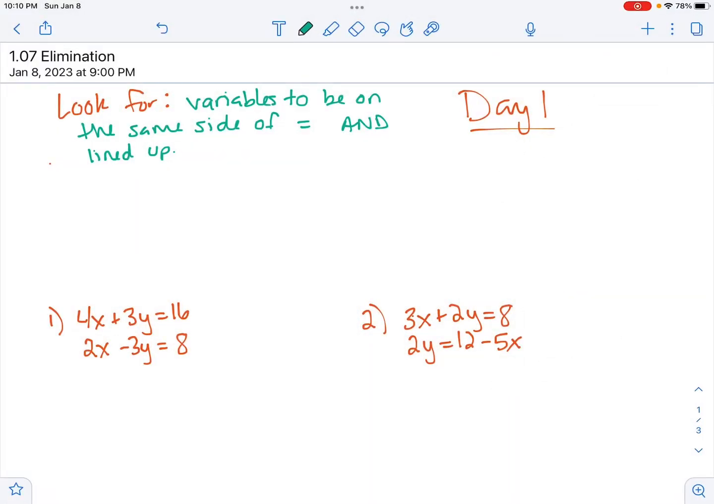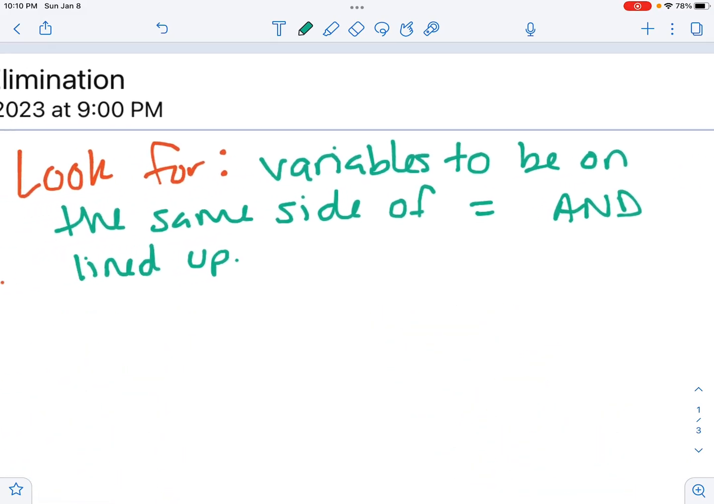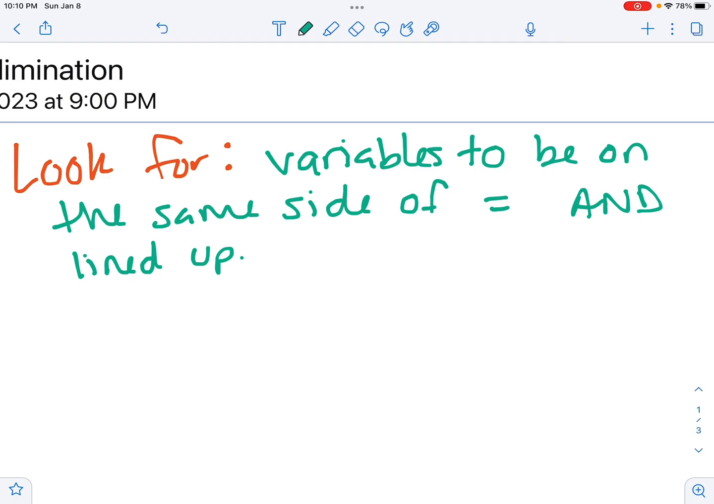Our next way to solve systems is with elimination. With elimination, we're looking for variables to be on the same side of the equal sign, and we want our x's and y's, or our variables, to line up with each other.